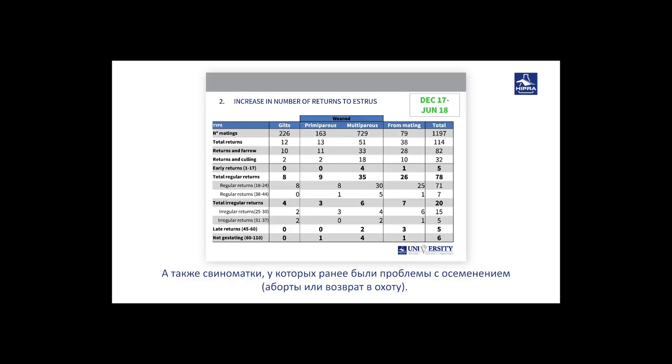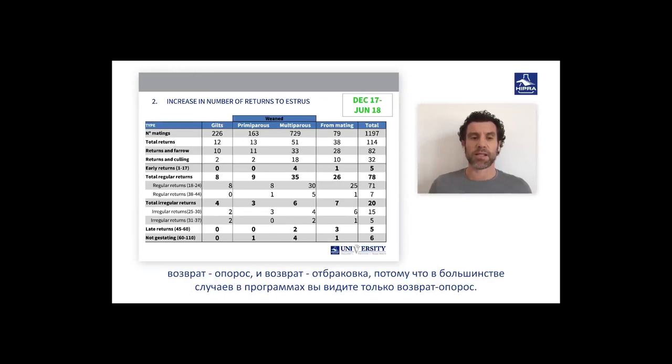Again, in the columns, you can see first the number of matings, total returns, and the total returns I split in 2: returns and farrowing, and returns and culling. Because in most of the cases with the programs, you only see the returns and farrowing. So in that case, the rebreedings must be underestimated.